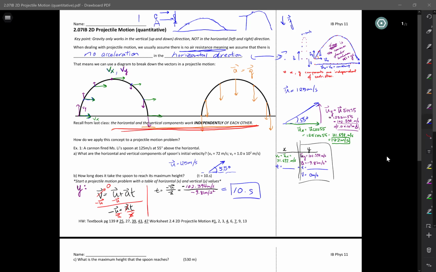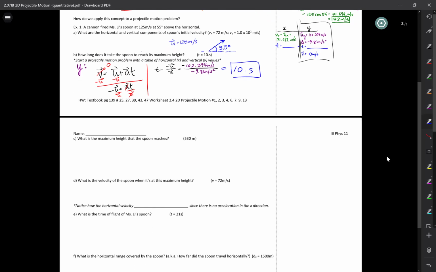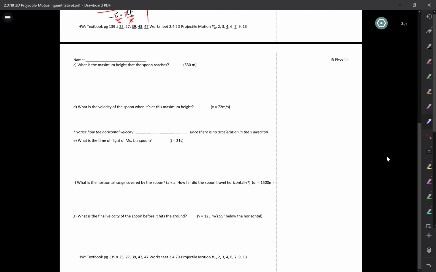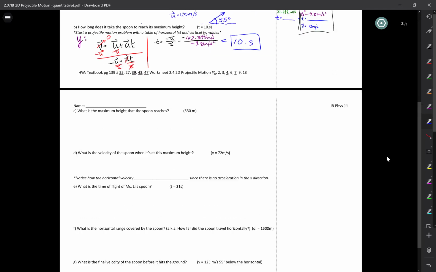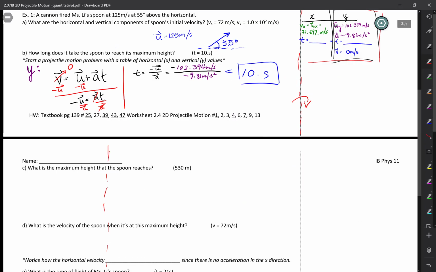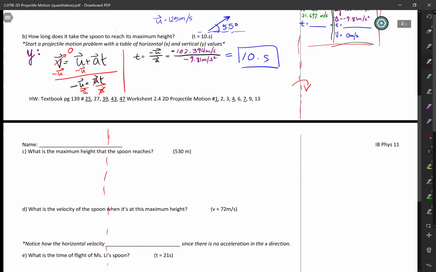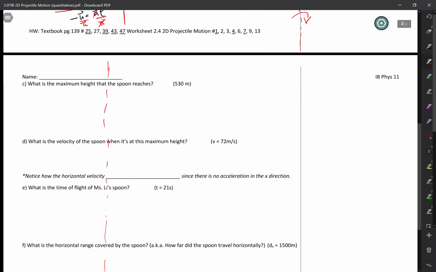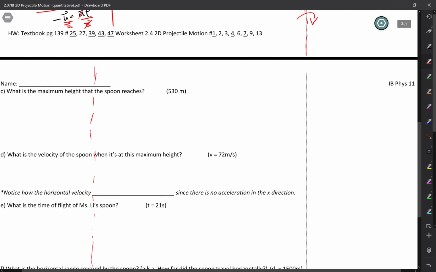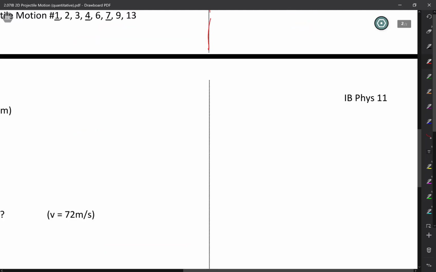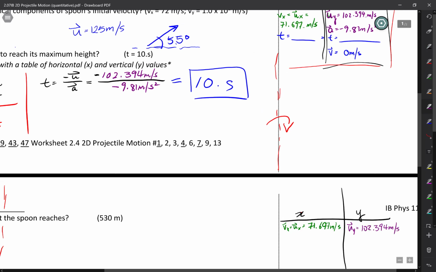Welcome back to the second video on part 2 of 2D projectile motion. In this video, I'm going to finish up the rest of the questions on the other side of the page. After you flip this page over, your table should be reproduced on this side, because we're going to continue to use the same table for all of these questions. And here is the table.